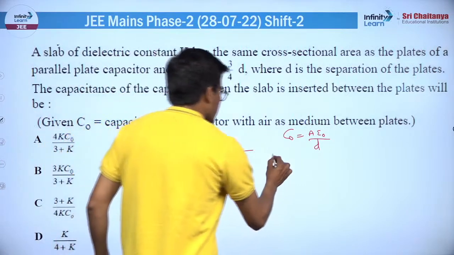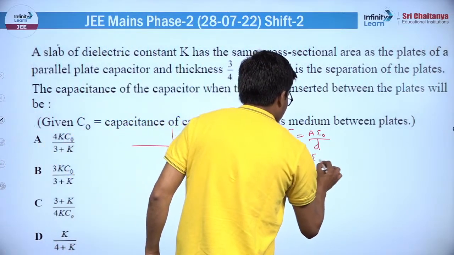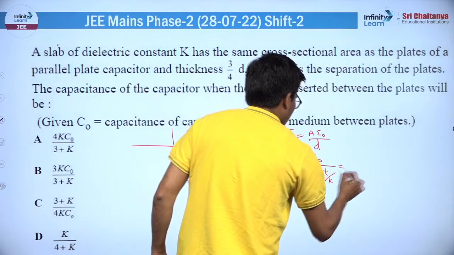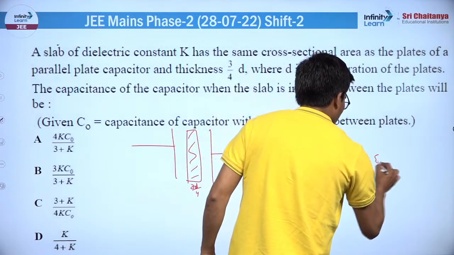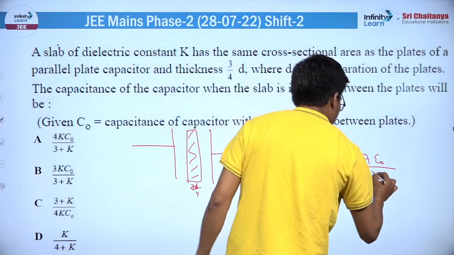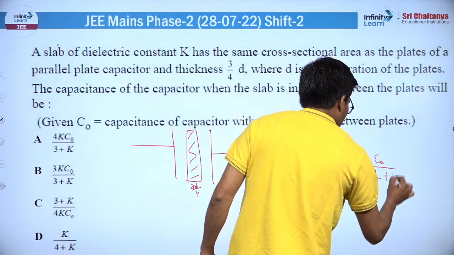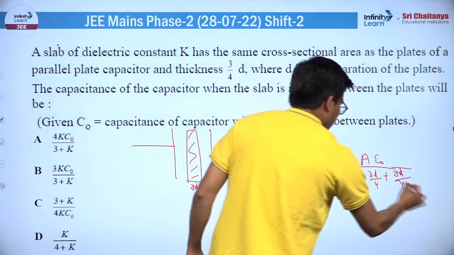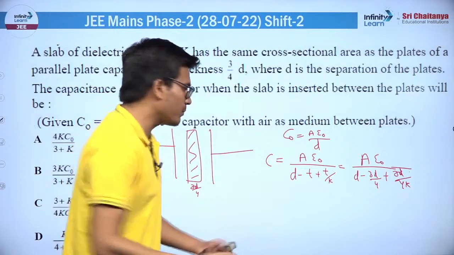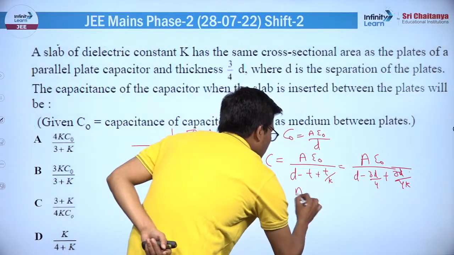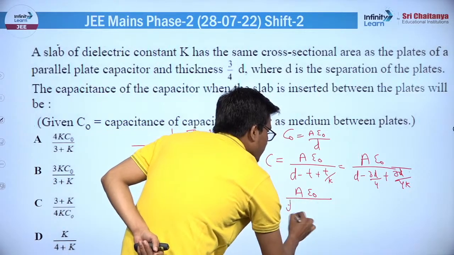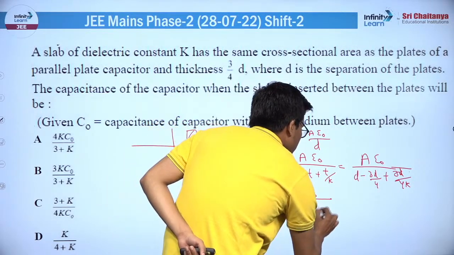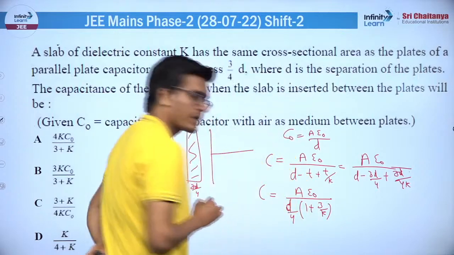You know that if you insert a dielectric of thickness T, the new capacitance is given by D minus T plus T by K, right? So A epsilon naught divided by D minus 3D by 4 plus 3D by 4K will be there. So D minus 3D by 4 is D by 4. So C will be A epsilon naught divided by D by 4, if I take the LCM, so it will be 1 plus 3 by K, right?